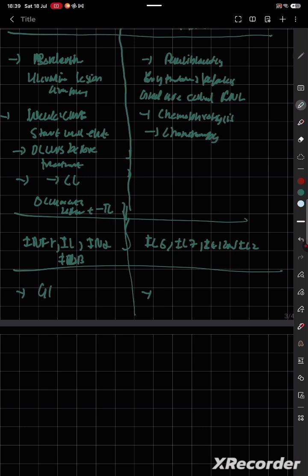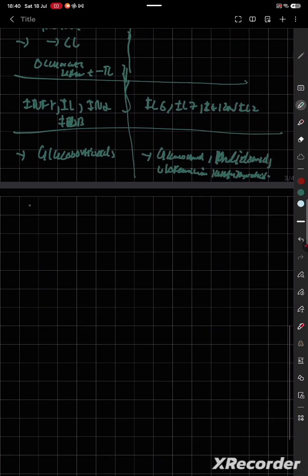Here it gets treated by glucocorticoids. Here it gets treated with glucocorticoids too, and other drugs such as thalidomide, clofazimine, and antipyretics.